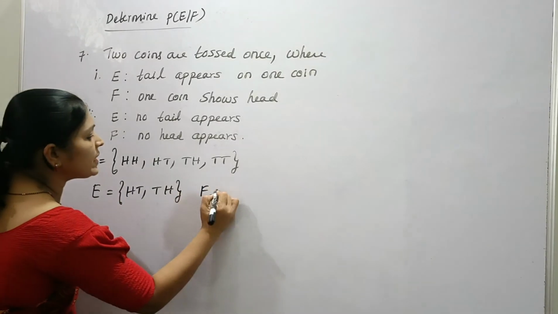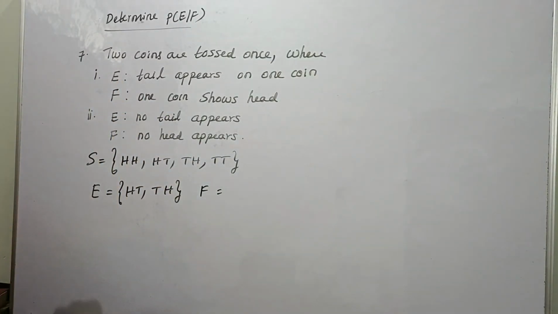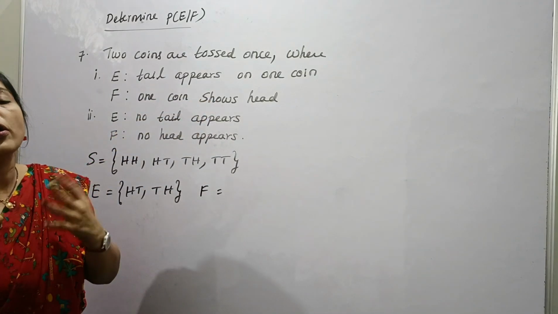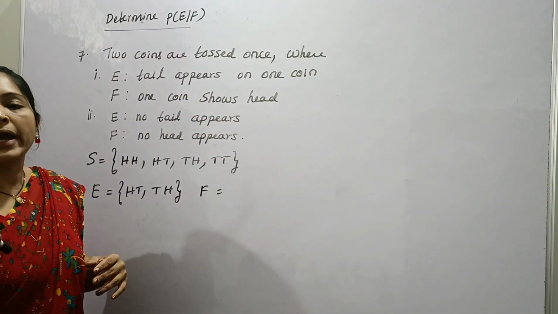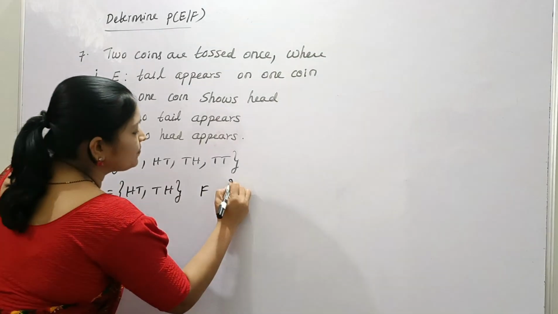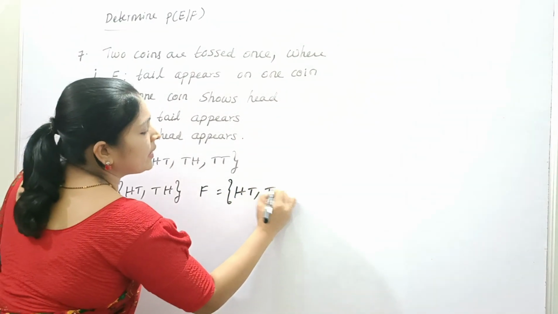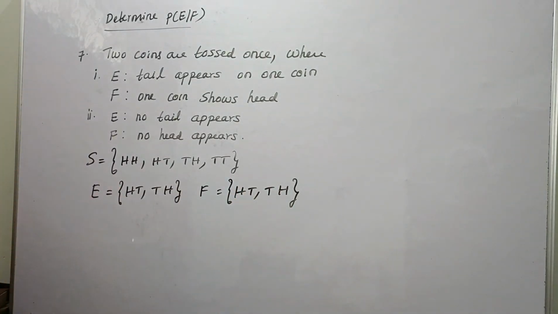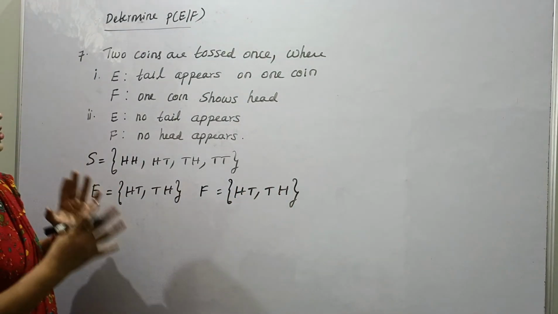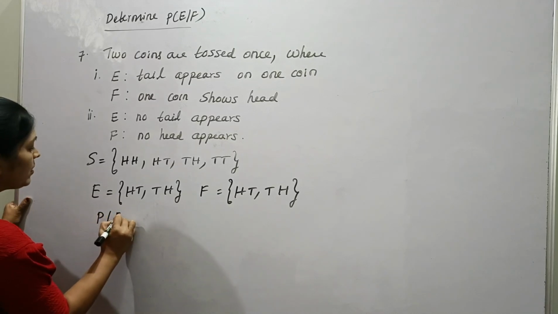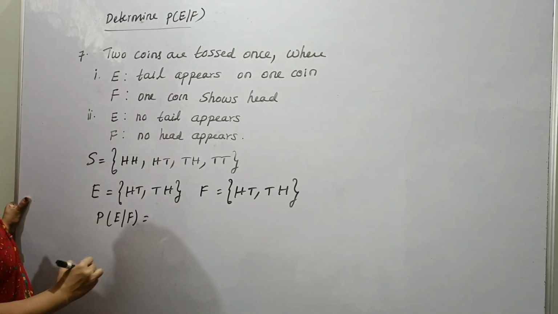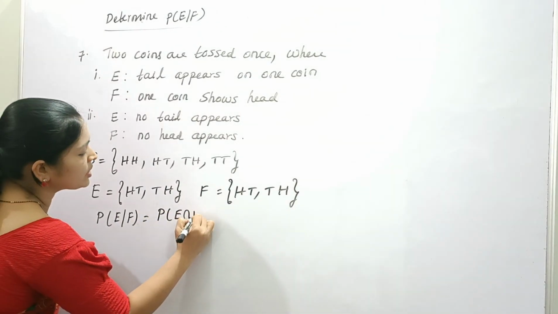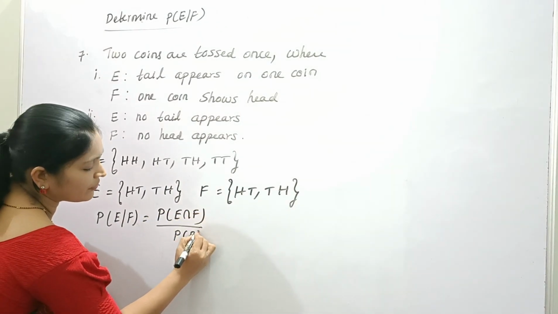Next, F is the event. What are the possible outcomes of F? F is the event one coin shows head, any coin, first coin or second coin. So one head should be shown. Therefore, HT, TH. That is also HT, TH. Now here also, what is the probability of E given F? Probability of E given F is equal to, using the formula, probability of E intersection F divided by probability of F, right?